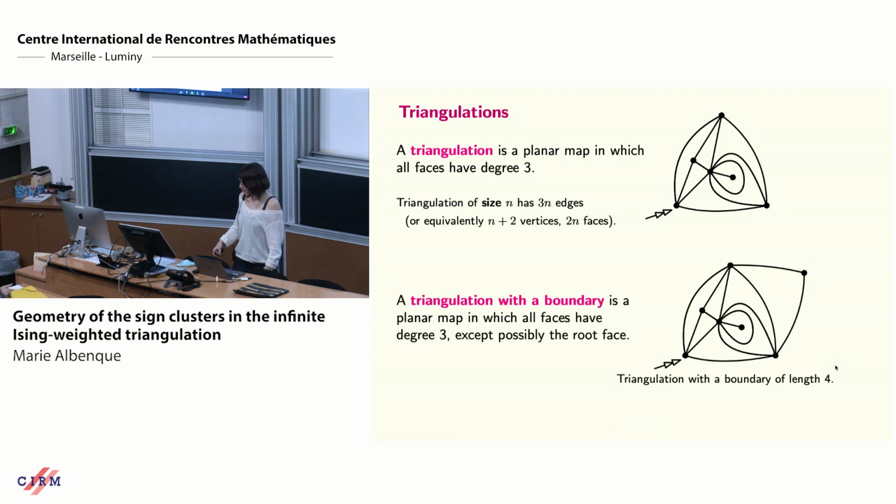And a bit of technicality: I'm going to talk a lot about triangulations with a boundary, a different family of planar maps where all the faces are triangles, except possibly one outer face, which is allowed to have any length. Here, for instance, I have a triangulation with a boundary of length 4. You can see that the outer face is of length 4. These objects are going to appear naturally in the talk.